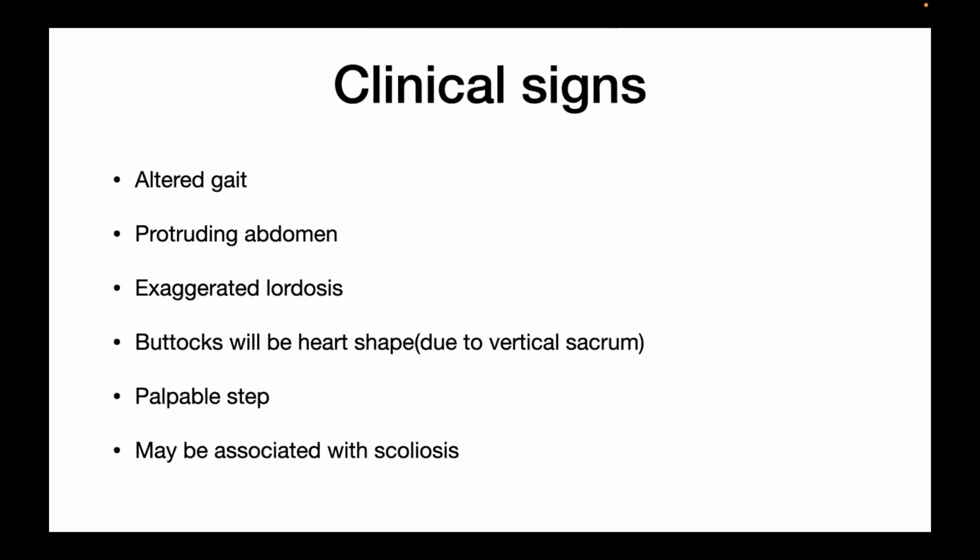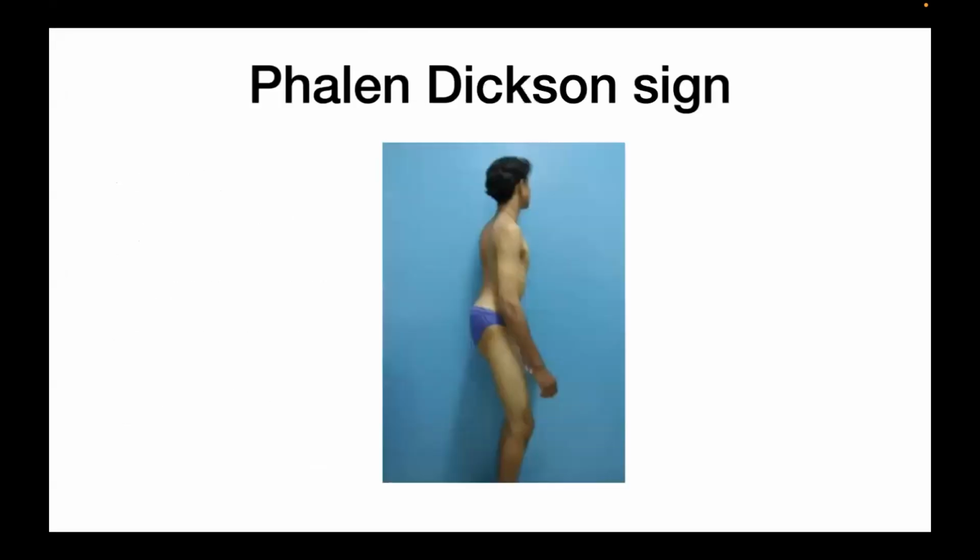Clinical signs mainly involve an altered gait and a protuberant abdomen on examination of the patient. There will be an altered gait, protuberant abdomen, and exaggerated lordosis. The buttocks will be heart-shaped due to the vertical sacrum, and on palpation of the spine there will be a palpable step, and it may or may not be associated with scoliosis.